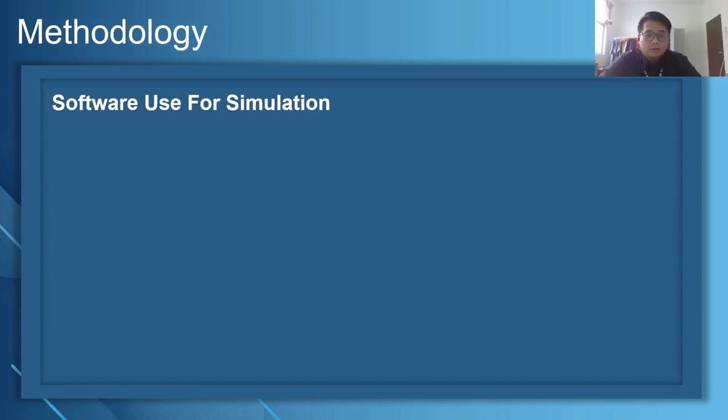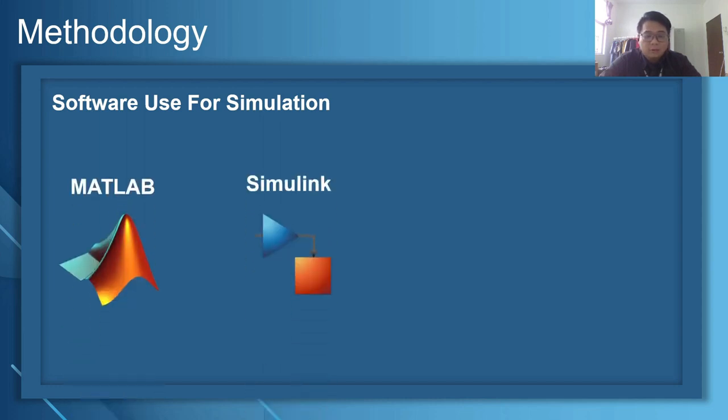Next is the software for simulation that is used in this project. Of course, the project will be based fully on Matlab, and Matlab is a very famous software among researchers and also students. And Simulink is one of the features inside Matlab. The simulation in Simulink is based totally on block diagrams.